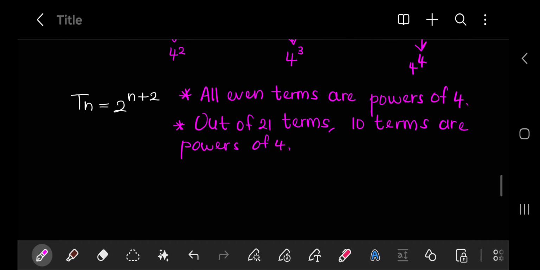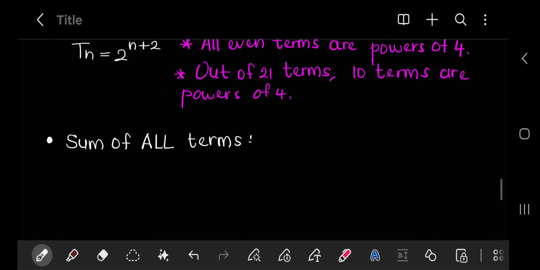Now they had asked you to get the sum of the terms that are not divisible by 4. When you have this kind of question, the not divisible by kind of question, there are 3 steps that we take. The first step is to calculate the sum of all terms. And when I say all terms, I mean all of the terms as you see it. The 8, 16, 32, 64, everything. Okay?